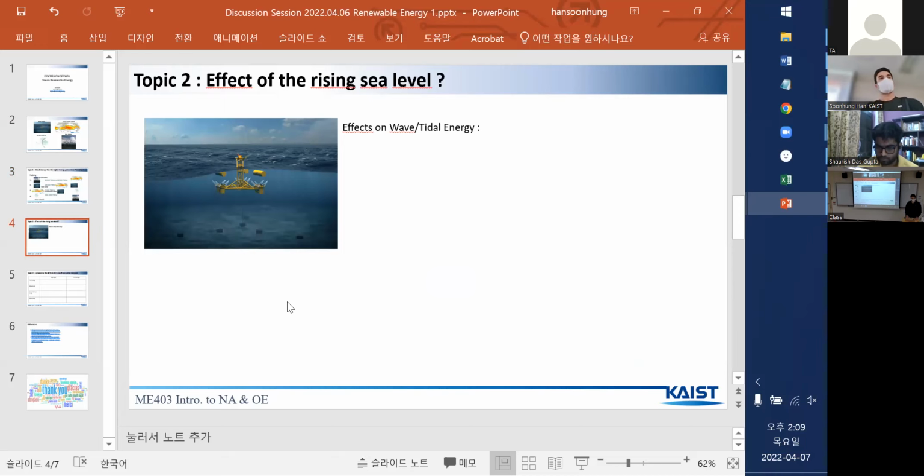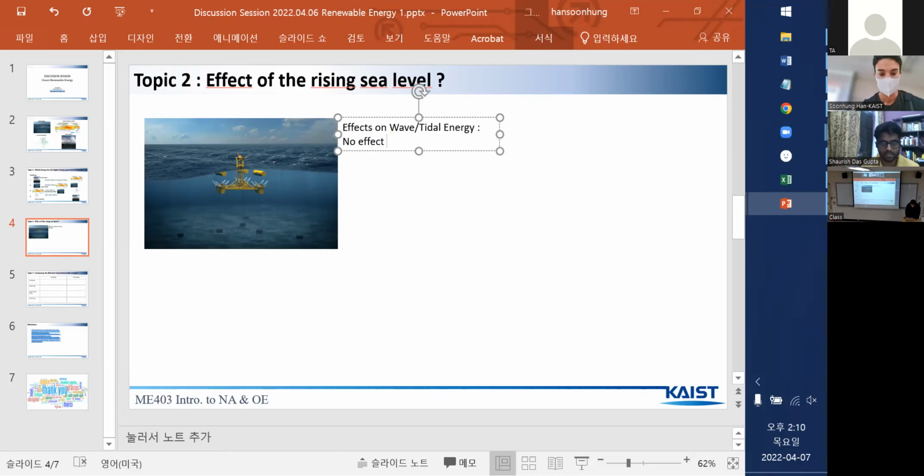My opinion is it affects wave and tidal energy, but only a tiny effect, because compared to the sea level, the rise is so tiny, so small. So it affects the energy a little. So my answer is no. It's too tiny.